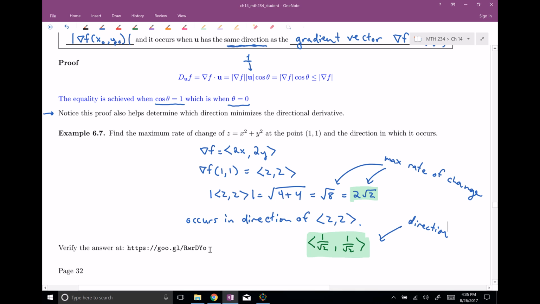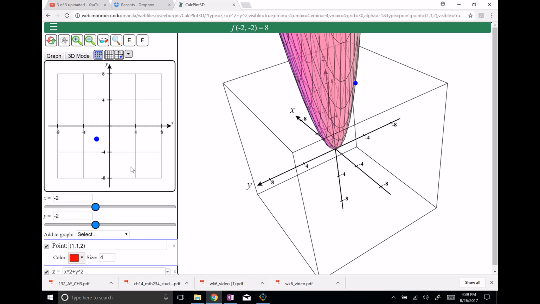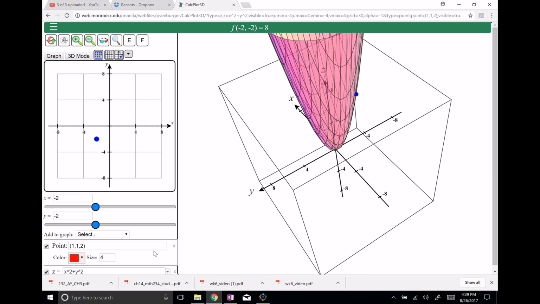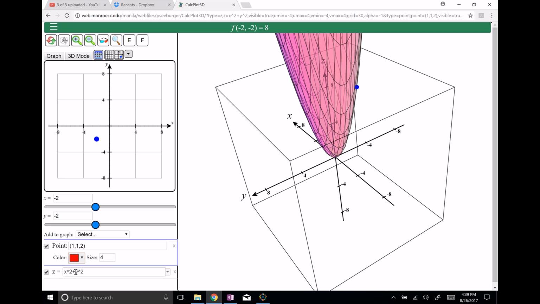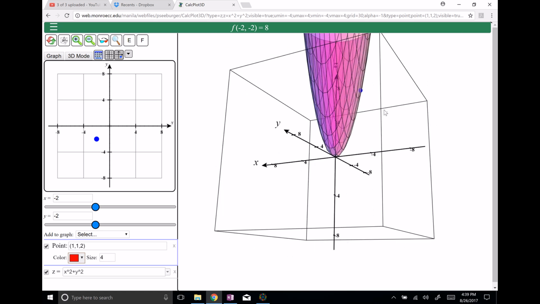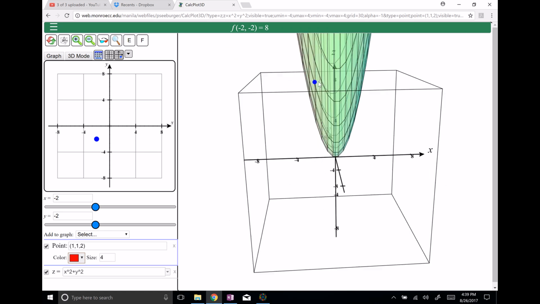So go ahead, we can go to this site right here. All right, and I have it already pulled up here. So here's my nice function. Maybe I can scroll down a little bit here. You can barely see it. X squared plus y squared. You can see I've plotted the point 1, 1. And when I do that, 1, 1, it's at a height of 2, so I wanted it to show up on the surface, so I gave it the z value as well, so it would nicely appear on the surface there.